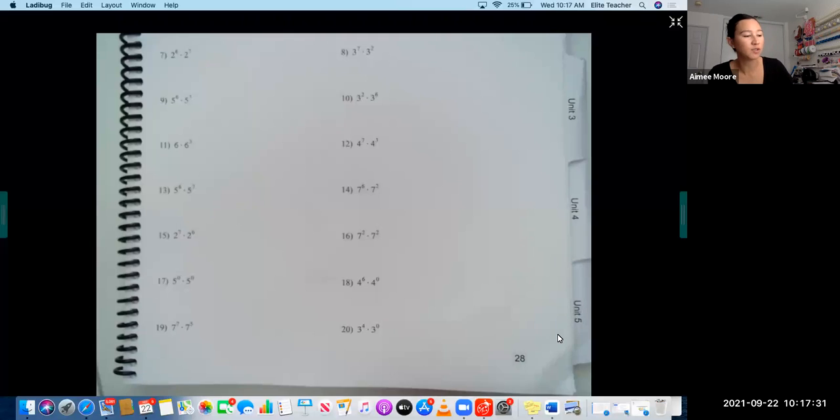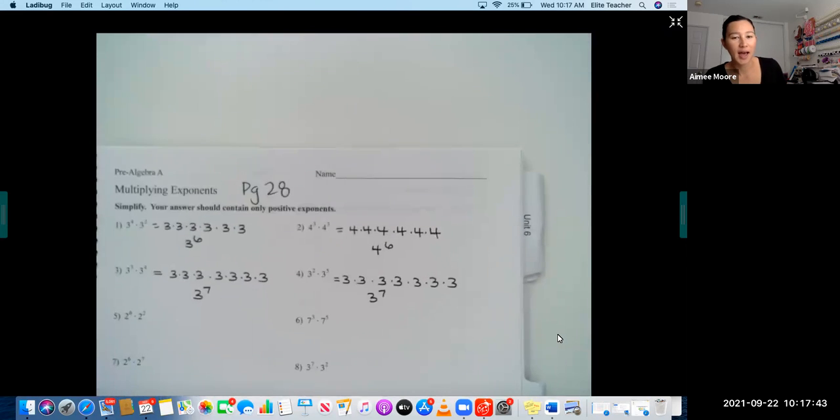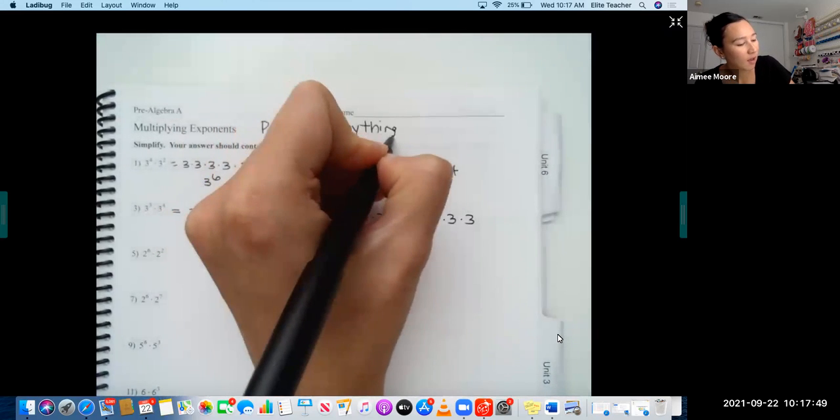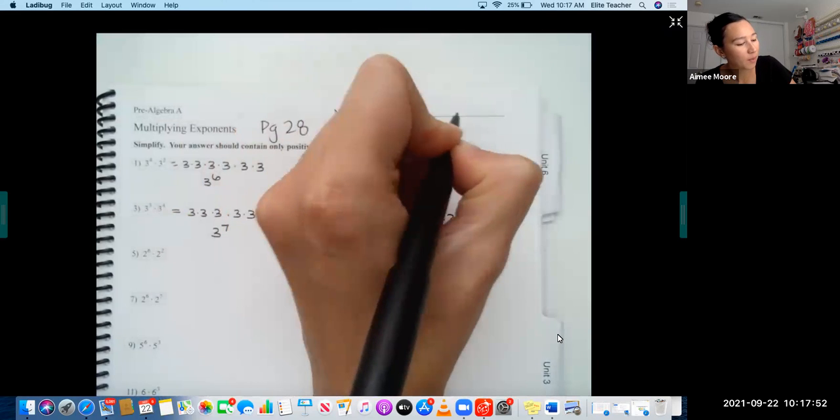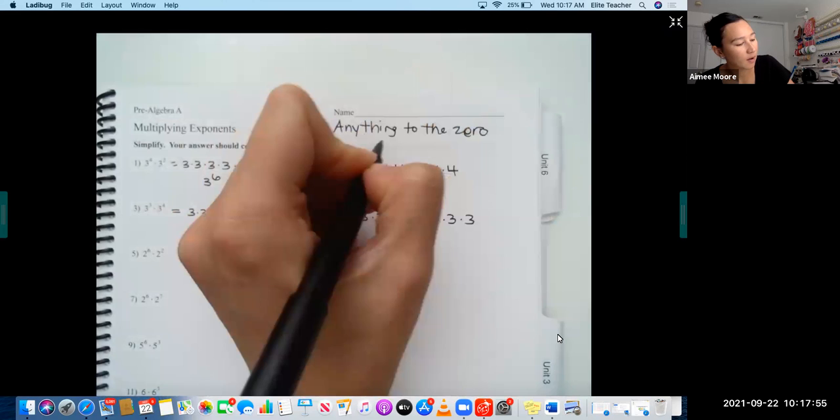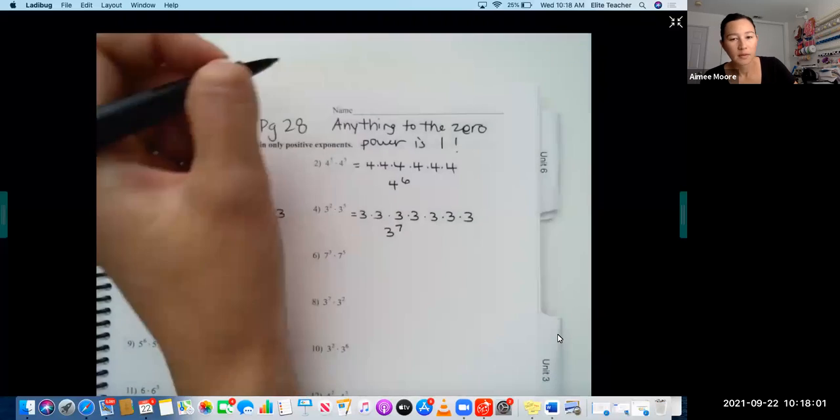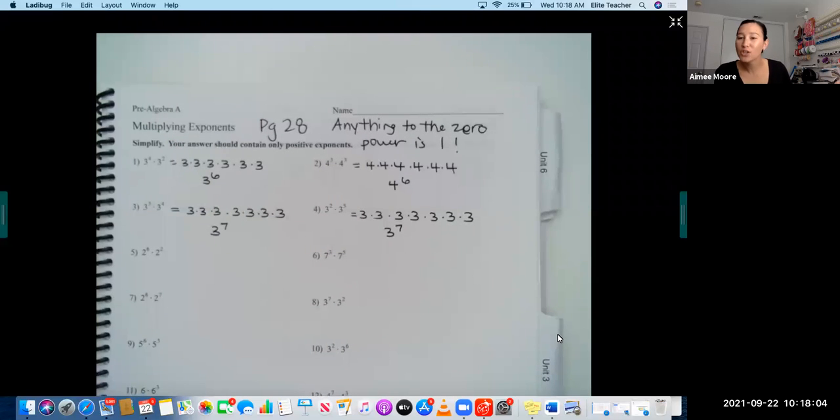And looking at the bottom, do you guys remember when we have anything raised to the 0 power, what that is? So anything to the 0 power is 1. So 2 to the 0 power is 1. 100 to the 0 power is 1. 356 to the 0 power is 1. So anything to the 0 power is always 1.